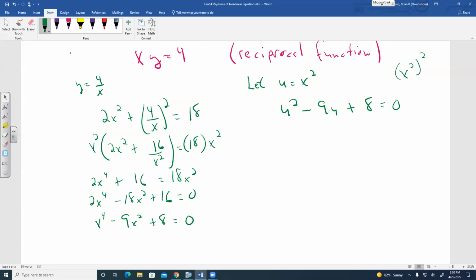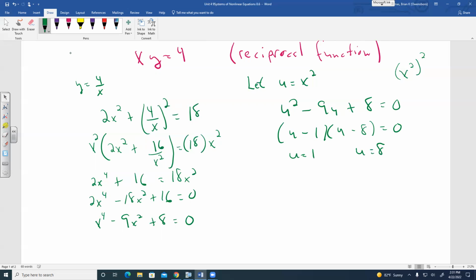Now, if I look at that, that looks factorable. So I can write this as u, and the factors of 8 that would give me a 9 would be like a 1 and an 8. But to be a negative 9, they both have to be negative. So u minus 1 and u minus 8 is equal to 0. So if we solve for u, we should get u equals 1 and u equals 8.